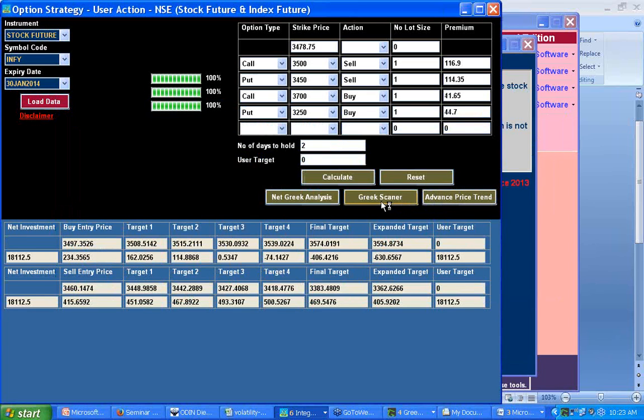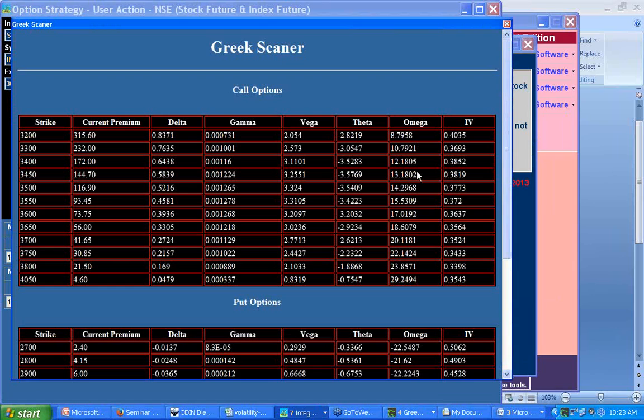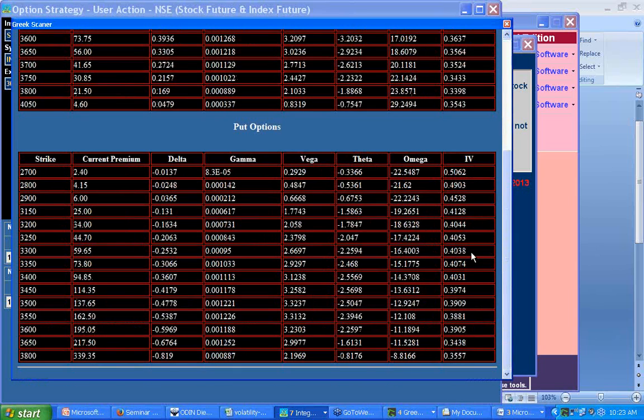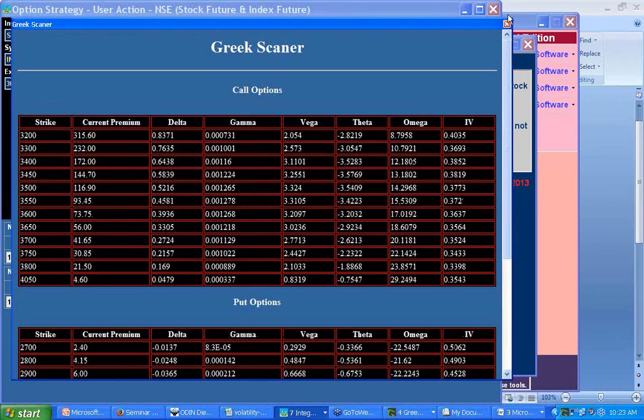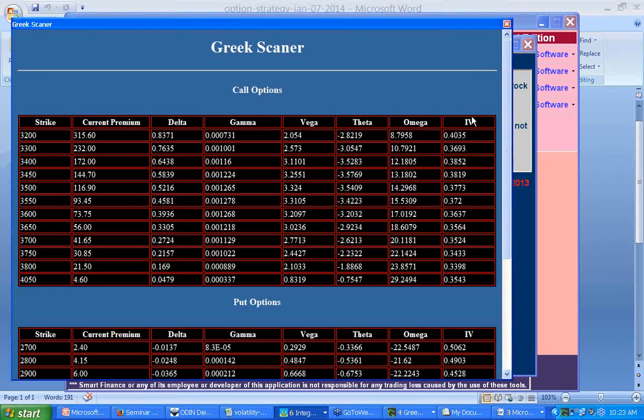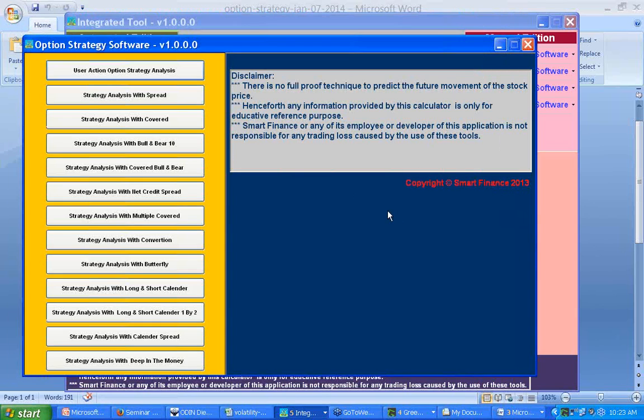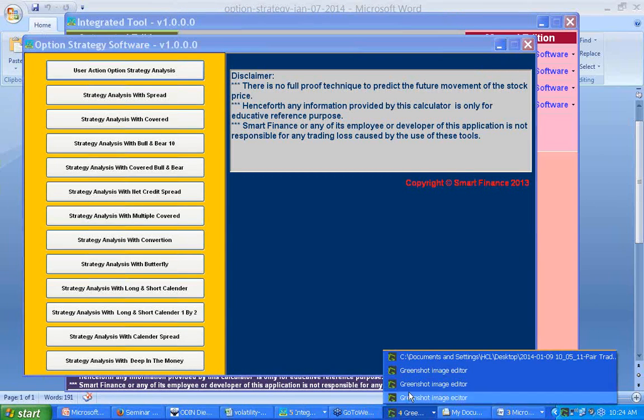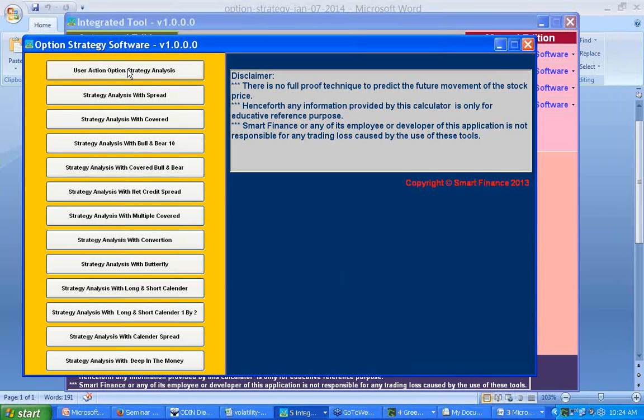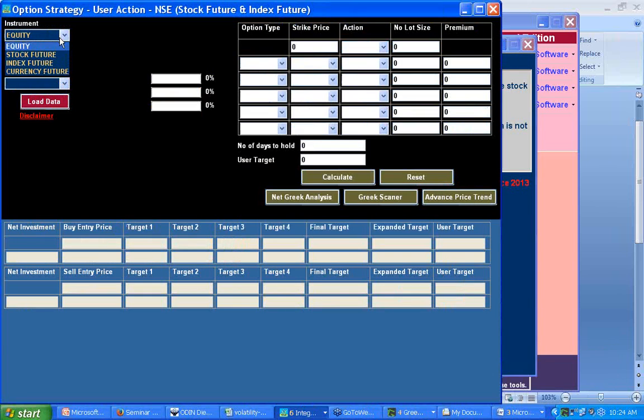But one very good thing you can find here: most of these strikes have an IV around 40. Most of the strikes. That is not sustainable post result, and it is going to die down post result. For that reason, I recommend that for Infosys, this is the best strategy.